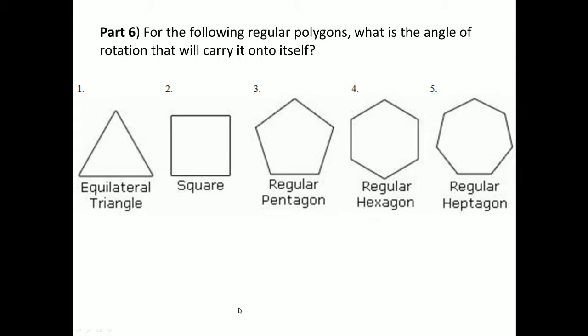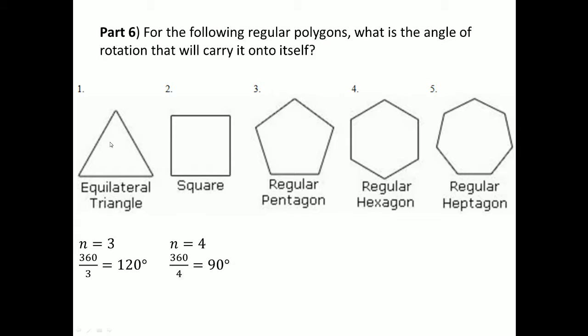Part 6. For the following, what is the angle of rotation that will carry it onto itself? Okay, there's a formula: 360 divided by S, or the number of sides. I used N here. N here is 3, because an equilateral triangle has 3 sides. I should have used S equals 3. Same thing, 360 divided by 3 is 120. So if I rotate this 120 degrees, it would still look like the same shape.